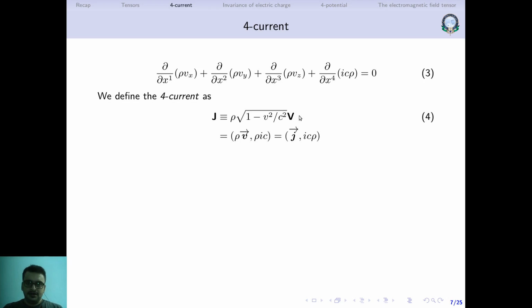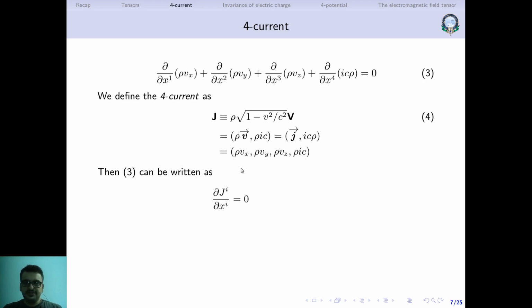So now what is V? This 4 velocity is nothing but the 3-dimensional velocity V comma IC, divided by under root 1 minus V square by C square. So under root 1 minus V square by C square into the 4 velocity is nothing but V comma IC. We multiply this by rho, so we get rho V comma rho IC. Rho V is nothing but J. So the 4 current J is simply an object having 4 components. The first 3 components are the same as the 3-dimensional current density, and the last component will be simply IC rho. So expanding this out, this is what we have.